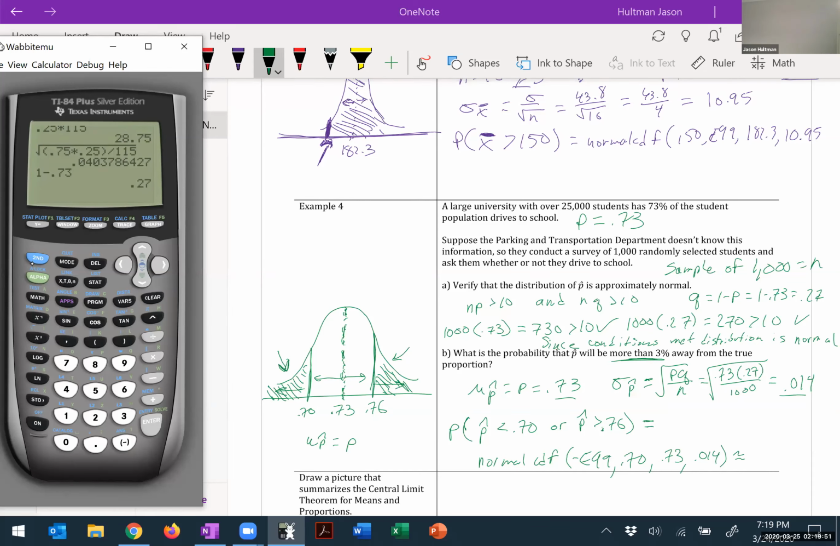Turn on second vars, normal CDF. The lower I want as negative E99, the upper I want as 0.70.